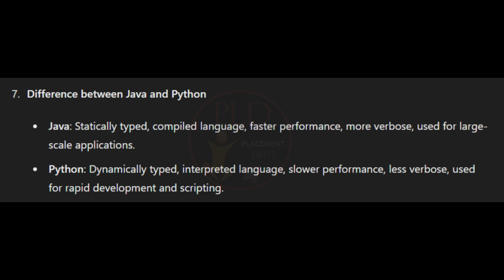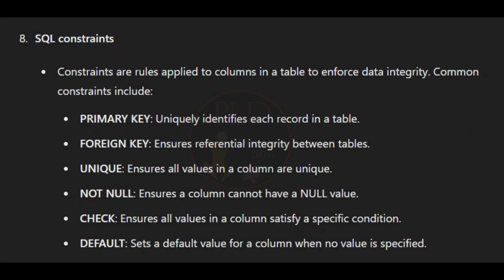And the eighth question is SQL constraints. Constraints are rules applied to columns in a table to enforce data integrity, and the common constraints include primary key, which uniquely identifies each record in a table. Foreign key ensures referential integrity between tables. Unique ensures all values in a column are unique.